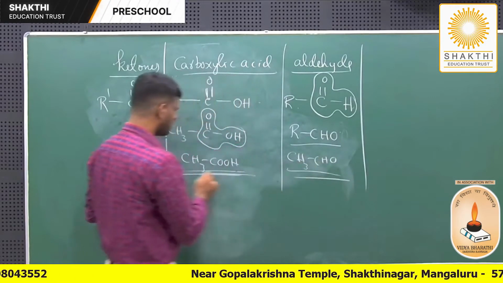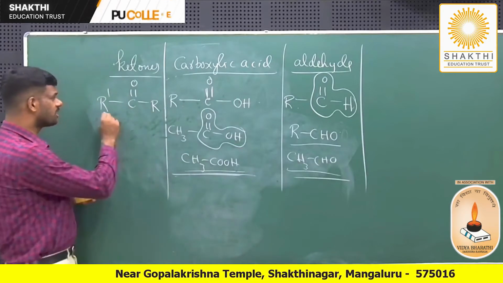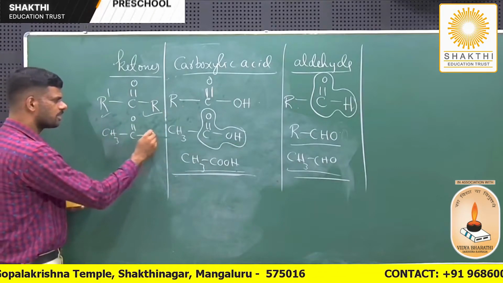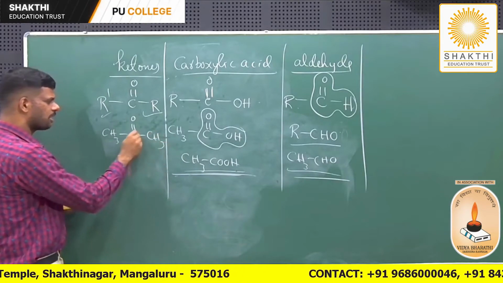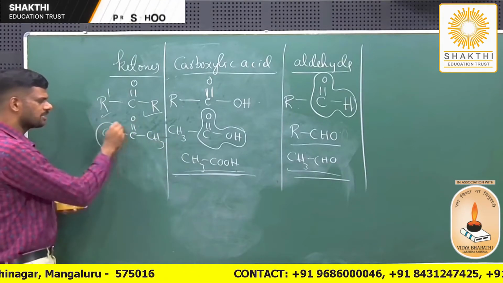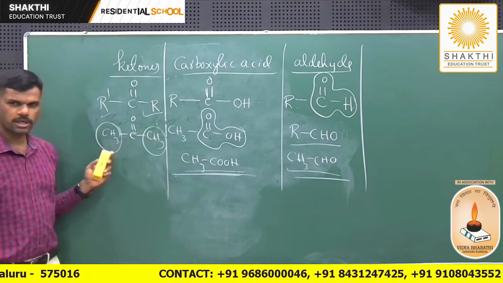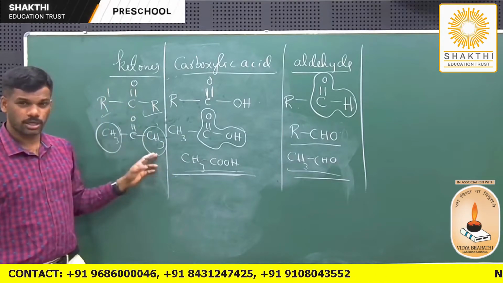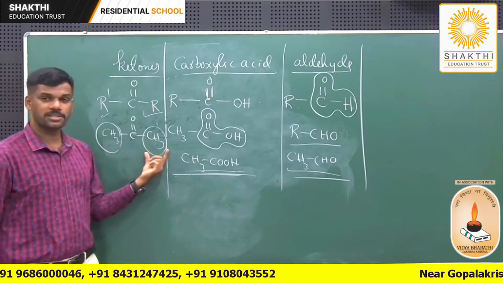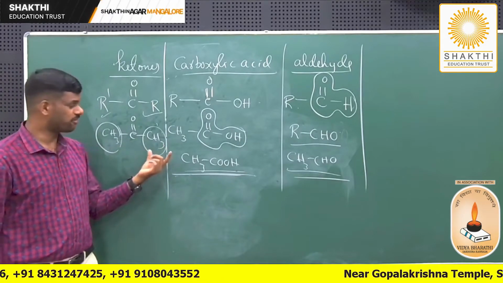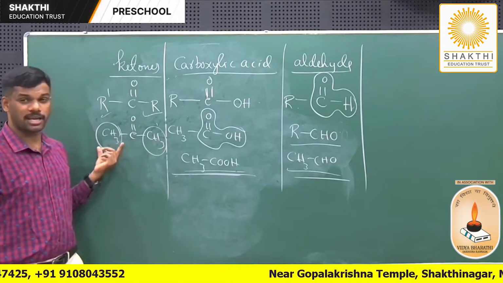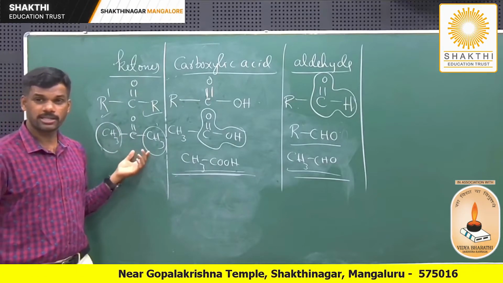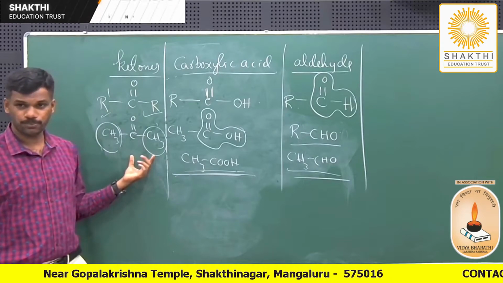The nomenclature is also not difficult, it is easy. Say these 2 are CH3, C double bond O, which is surrounded by similar CH3 groups. If the two groups are similar, we call it a symmetrical ketone. If this is CH3 and this is CH3, that is a symmetrical ketone. If this is CH3 and this is something else, like C2H5, we don't call it a symmetrical ketone, we call it an unsymmetrical ketone. Hope this is clear.